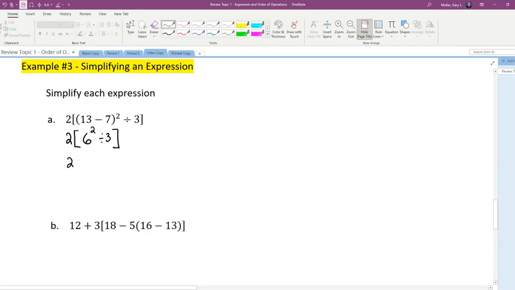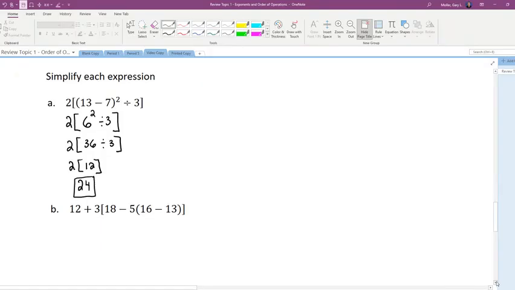So I'm still ignoring this 2. I'm going to do my grouping symbol. 6 squared is 36. Divided by 3, close the grouping symbol. 36 divided by 3 is 12. So now I have 2 times 12. And this bracket is just like a parenthesis. It just means multiply at this point. So I just have 2 times 12, which is 24. That seems maybe more complicated to some of you, but again, it just means take your time, do it in the right order. So grouping symbols, then exponents, and then multiply, divide, add, subtract.